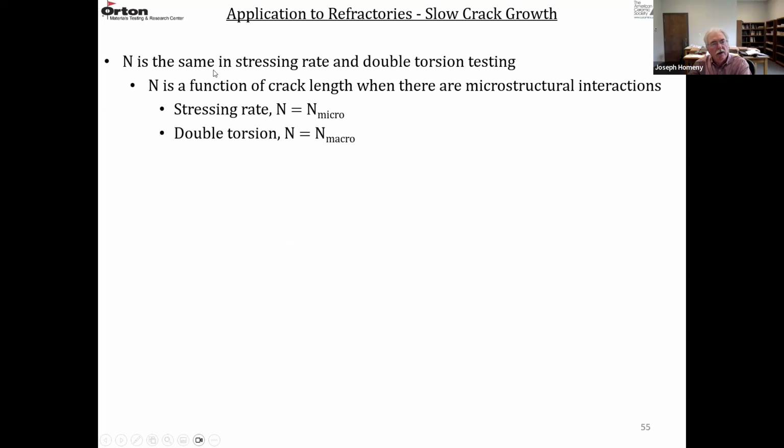So N is the same in a stressing rate experiment or in a double torsion testing type experiment. In the stressing rate, we have short cracks. In the double torsion testing, we have large cracks. So N is a function of crack length when there are microstructural interactions. So in this stressing rate experiment, we'll say N equals N micro for short cracks, and in double torsion, we'll say N equals N macro for large cracks.